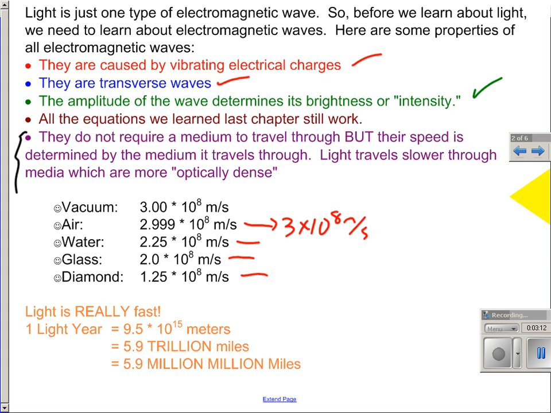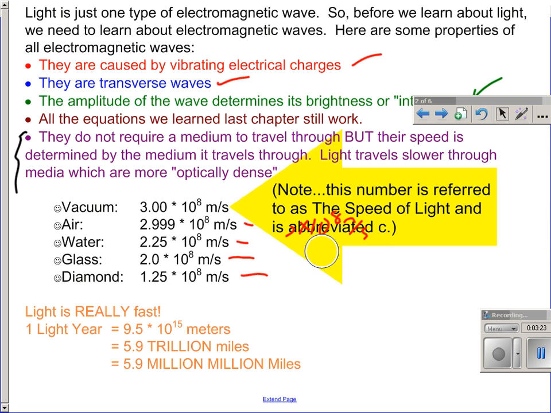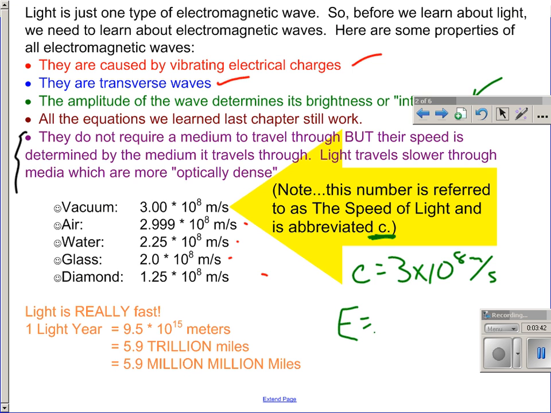All right, a quick comment about this number here. This number up on the top there, 3 times 10 to the 8th meters per second, is referred to as the speed of light, and we refer to it by the letter c. So you will see sometimes c equals 3 times 10 to the 8th meters per second. That is a science constant, okay? In the equation E equals mc squared, that's what c is. It's the speed of light, okay? So there you go.